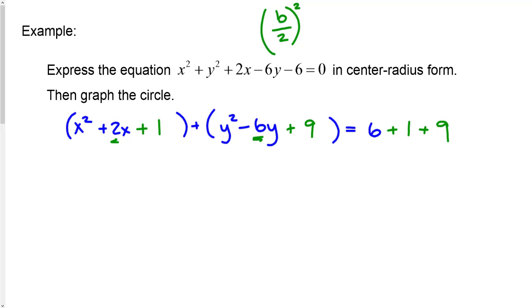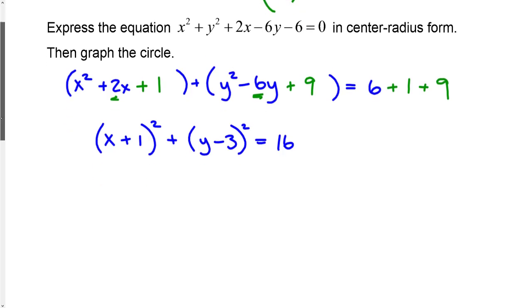Now, this factors into x plus 1 quantity squared. And again, I'm using that formula for factoring that I showed you in the last slide. And if you're unsure how it factors or how that formula works, go through the details of finding two numbers that multiply to 1, but then add up to 2. You'll result in the same factorization. This one becomes y minus 3 quantity squared. And when I add everything on the right-hand side together, I get 16.